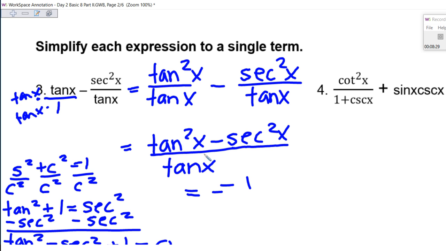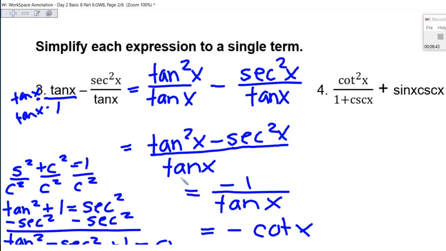So that numerator, instead of tangent squared minus secant squared, what could I put? Negative 1 over tangent of x, and this is a reciprocal. 1 over tangent is equal to cotangent. So this is equal to negative cotangent of x. So if you see a 1 in the numerator, it's a reciprocal. So the reciprocal of 1 over tangent would be cotangent. That's one of those reciprocal identities from yesterday.